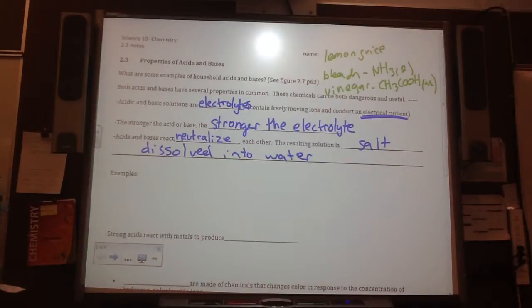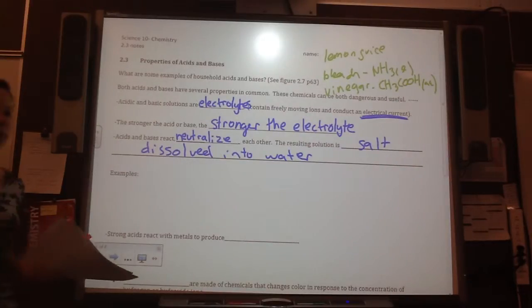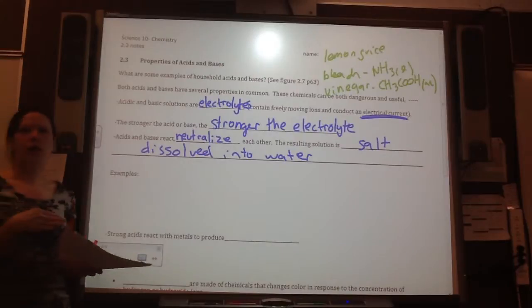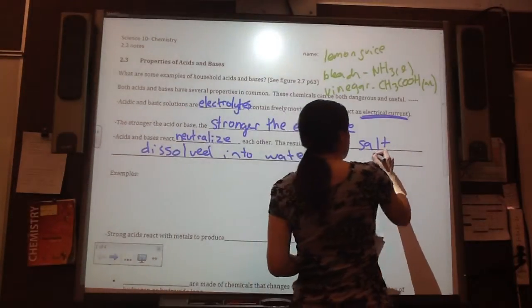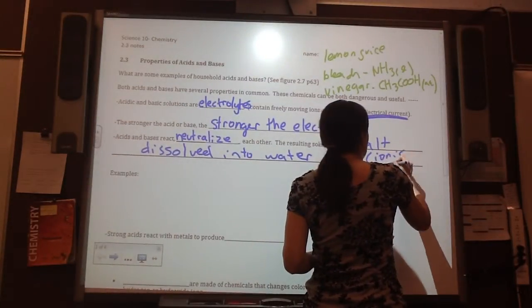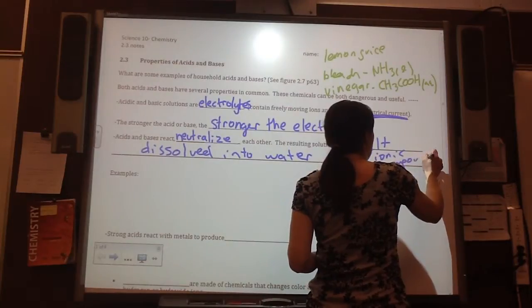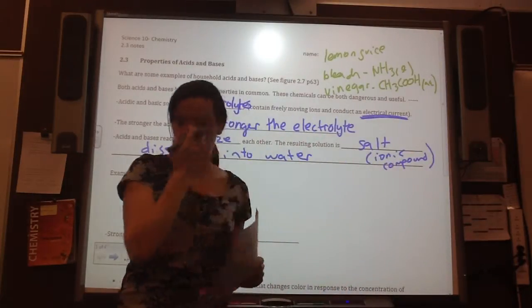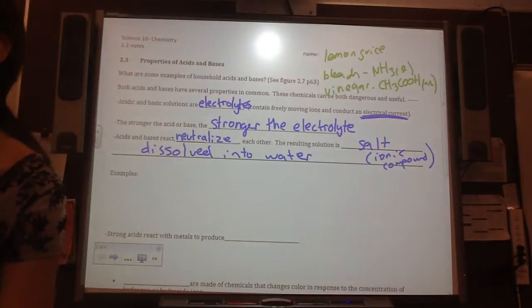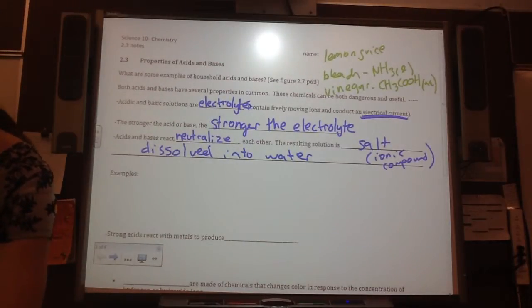So what does it mean by a salt? What is salt when you think of salt right away? Something you put on food, yeah, NaCl, right? But salt in this context means an ionic compound. Okay, so it doesn't have to be just NaCl. It can be another type of ionic compound.